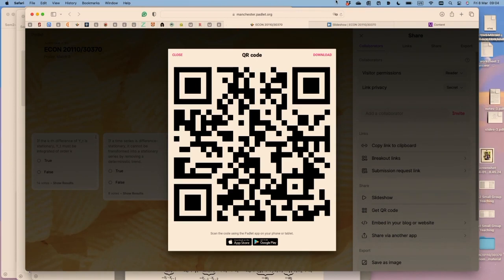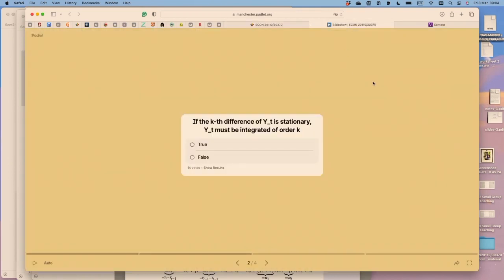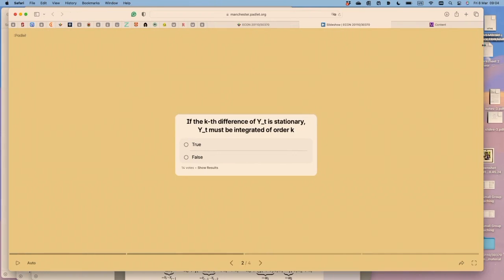Okay? Now, let's look at each of these statements together. So basically, this is related to what we covered on Monday. Okay? So here what we have is: if the k difference of yt is stationary, yt must be integrated of order k. Now, is this true or false?